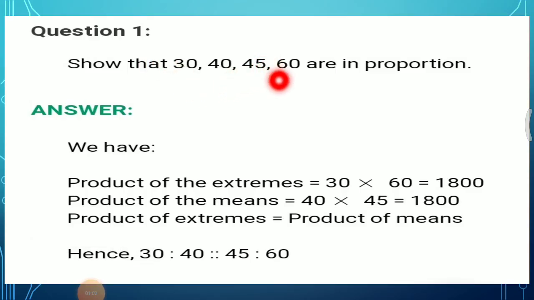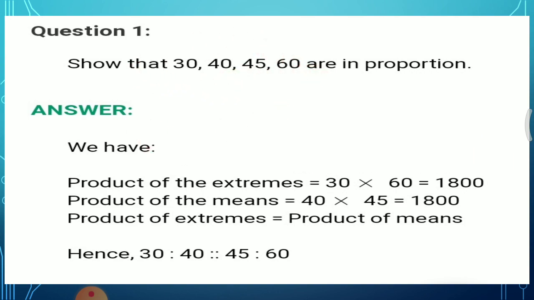30, 40, 45 and 60 are in proportion. Students, you know that proportion is always followed by two rules: product of extremes and product of means. Product of extremes means the first term and last term, and product of means is the middle two terms. So product of extremes is 30 multiplied by 60, which is 1800. And product of means is 40 multiplied by 45, which is 1800. So the product of extremes is equal to the product of means, so it is in proportion.